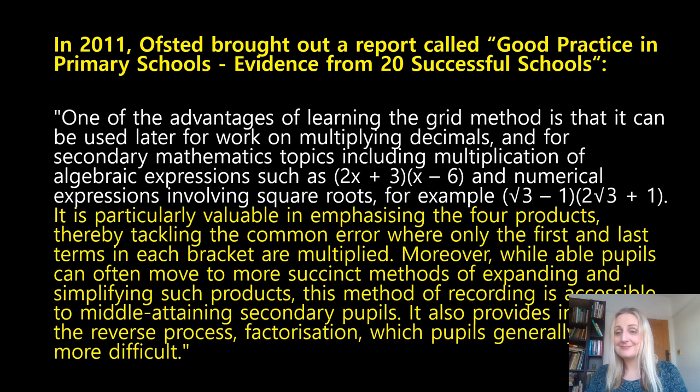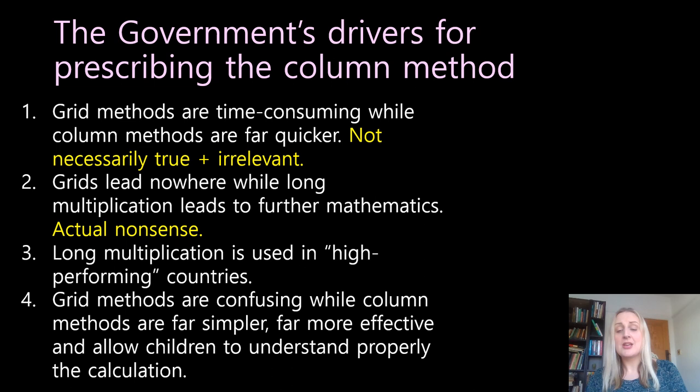Now, if we come back to those four reasons for why the government decided that the column method should be prescribed and made the formal method. First of all, we had the fact that the column method is more efficient, and I don't think that's necessarily true, and even if it is, I don't think it's relevant. And then we were told that grid methods lead nowhere and column methods lead to further mathematics, and I'm saying no, that's nonsense. That one I just can't get on board with.